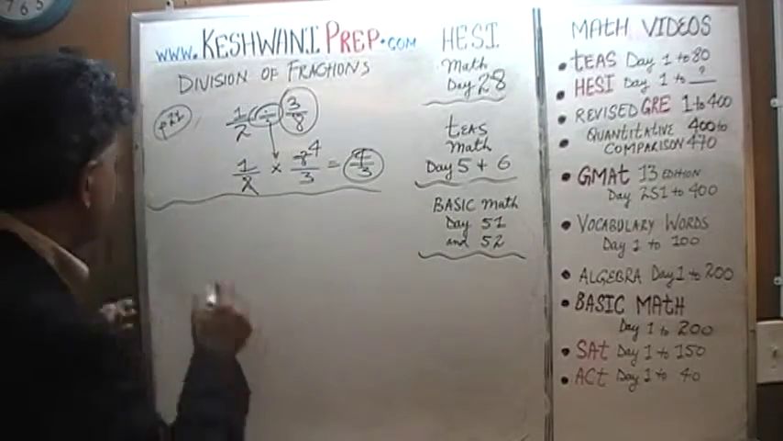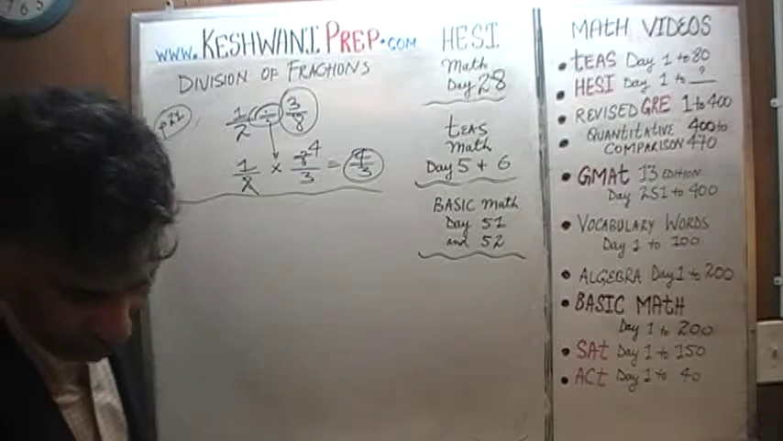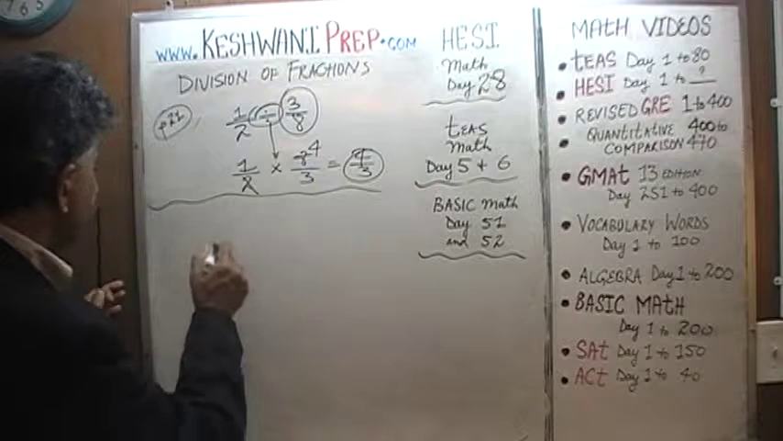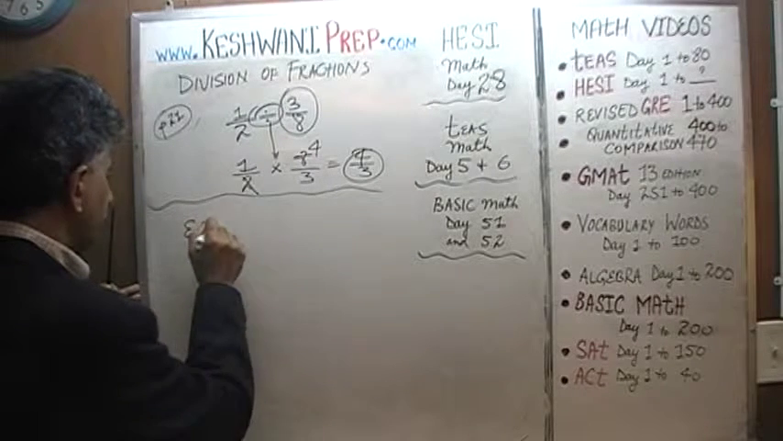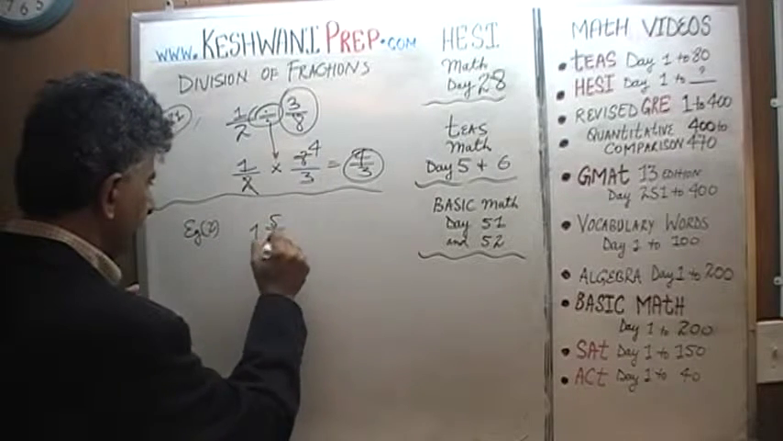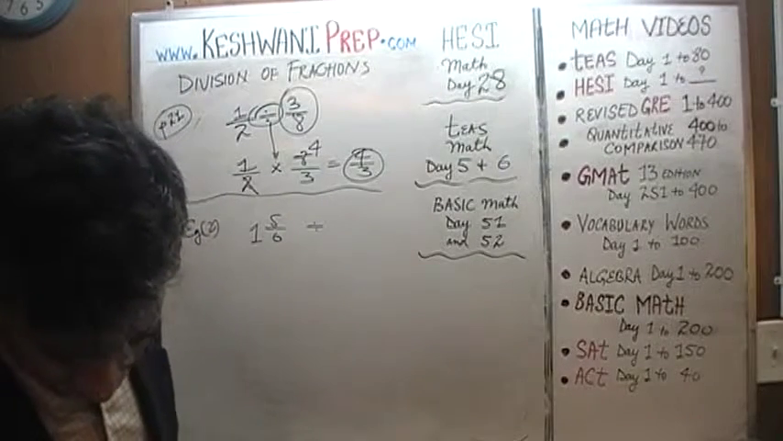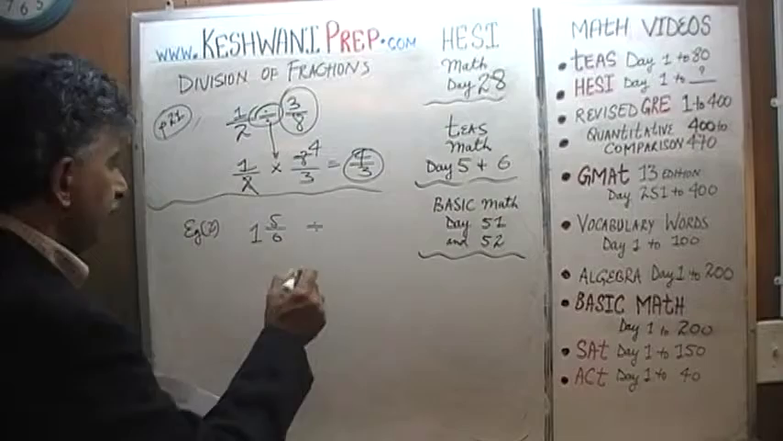Let's do one more. Example number 2, which is 1 and 5/6 divided by 3/4. 1 and 5/6 divided by 3/4.